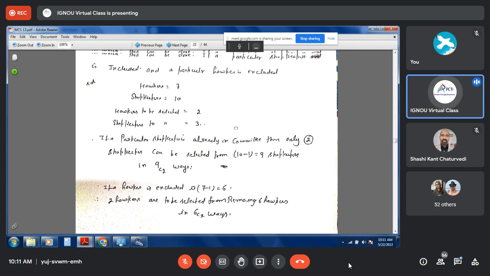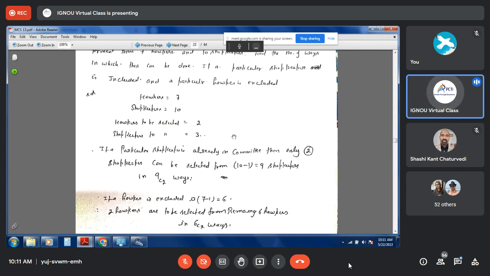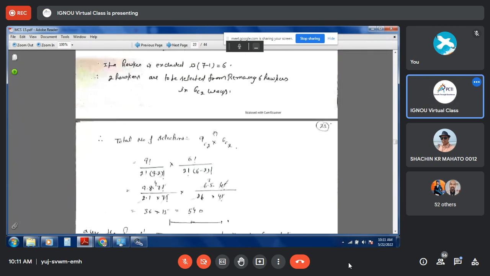See, I will show the calculation. The situation is clear? Yes. The same condition can be added to the previous one. The final answer is the total number of selections, 9C2 multiplied by 6C2. We calculate in this way. I solved it completely, 540 is the answer.